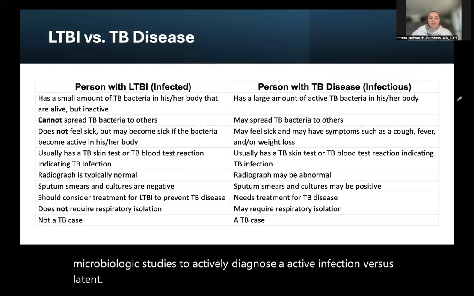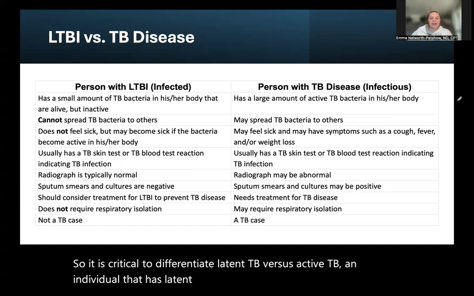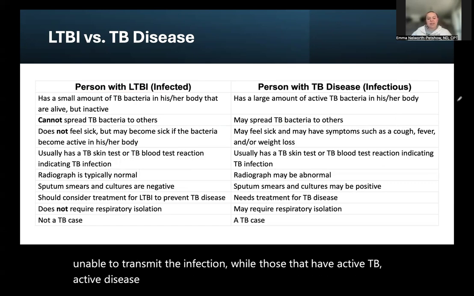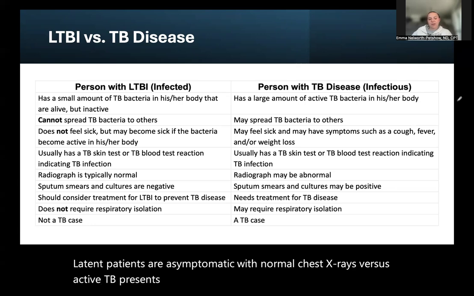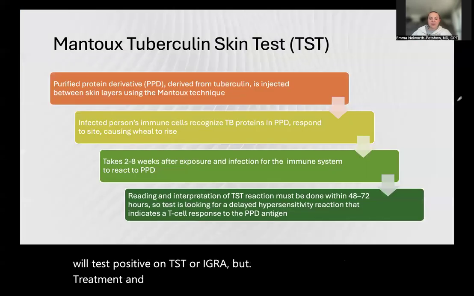So it is critical to differentiate latent TB versus active TB. An individual that has latent TB has live but inactive bacteria and is unable to transmit the infection, while those that have active TB, active disease, have replicating bacteria and they could spread TB. Latent patients are asymptomatic with normal chest x-rays versus active TB presents with cough, fever, and weight loss. Both groups will test positive on TST or IGRA, but treatment and infection control plans differ.